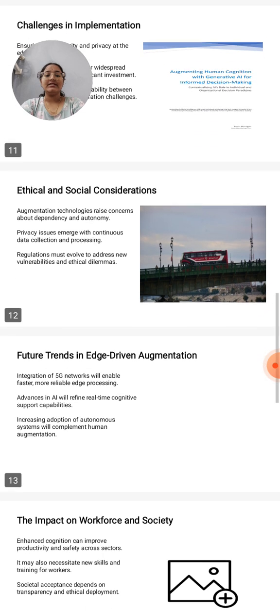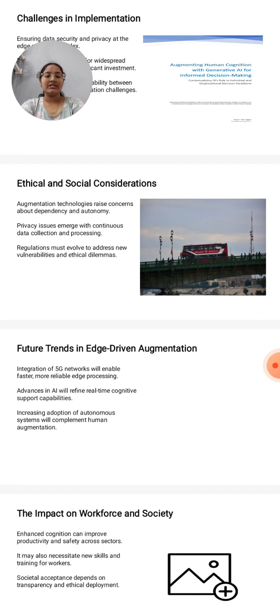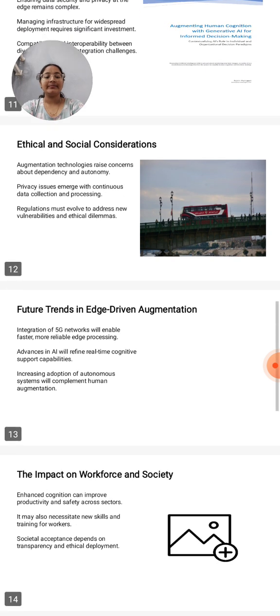The next slide is about ethical and social considerations. Augmentation technologies raise concerns about dependency and autonomy. Privacy issues emerge with continuous data collection and processing. Regulations must evolve to address new vulnerabilities and ethical dilemmas.